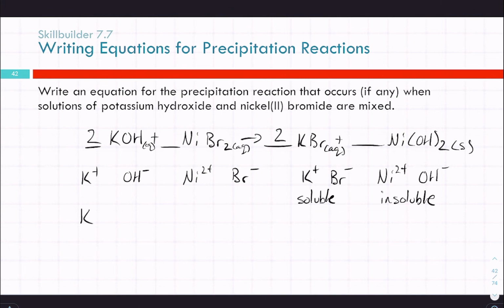And then I guess just to be safe, we'll go through and do this. So 2, 2, 1, and 2. K, OH, and Br. We have 2, and 2, and 1.